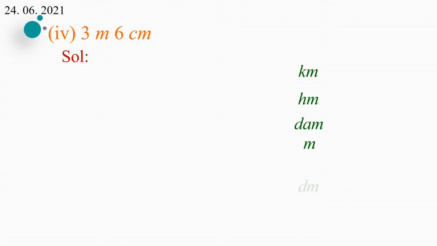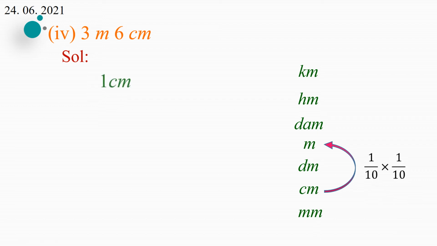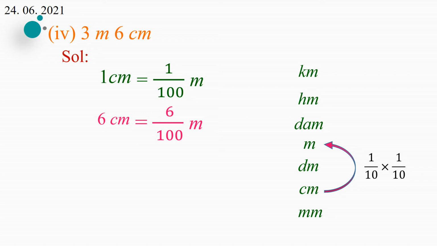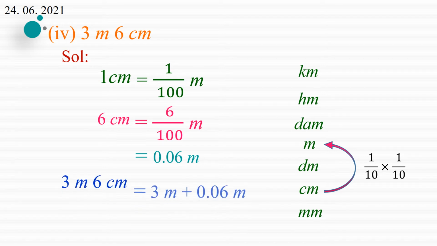First write the formula. Here centimeter to meter, we have to move 2 steps upward. We get 1 by 10 into 1 by 10. The formula is 1 centimeter equal to 1 by 100 meter. Here take 6 centimeter. We get 6 by 100 meter. The decimal point 2 places to the left. We get 0.06 meter. Now 3 meter 6 centimeter equal to 3 meter plus 6 centimeter value 0.06 meter.